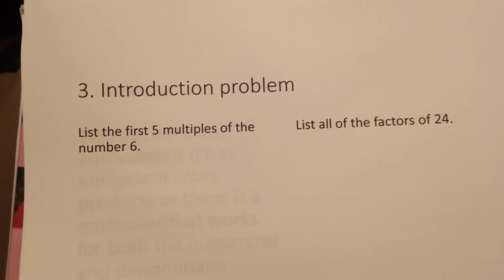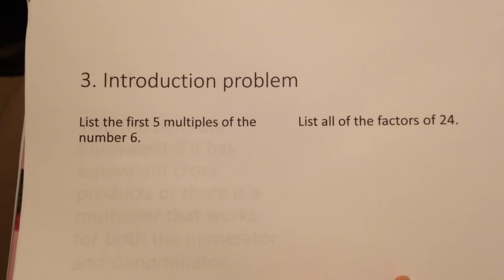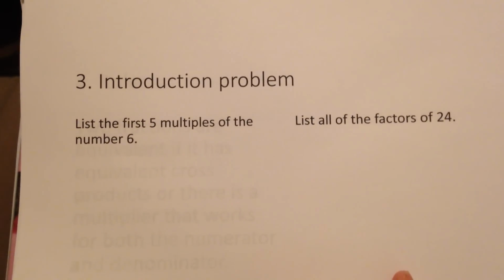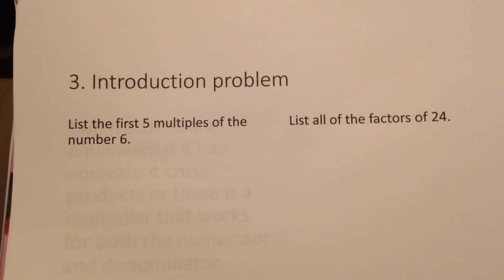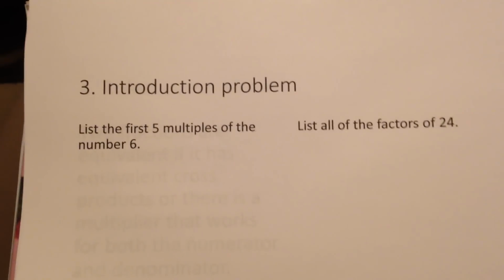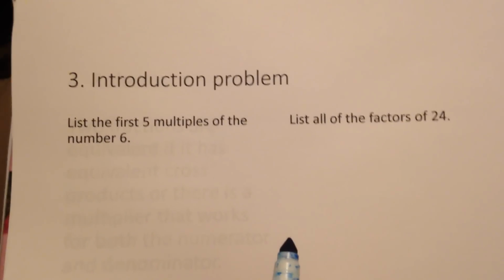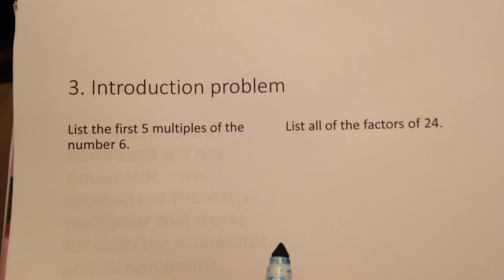Okay, so our introduction problem, actually I have 2 of them written down here, and that's okay. You go ahead and write them both. The first one is list the first 5 multiples of the number 6. And the other one is list all the factors of 24. So to do this, you need to be able to understand the difference between multiples and factors. We worked on this yesterday in class.